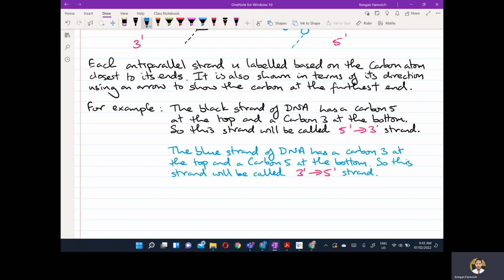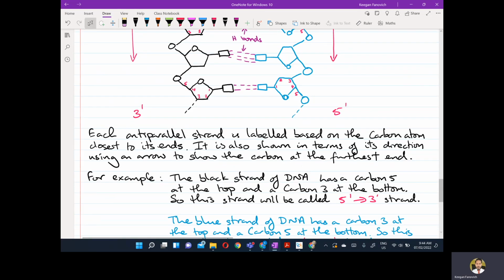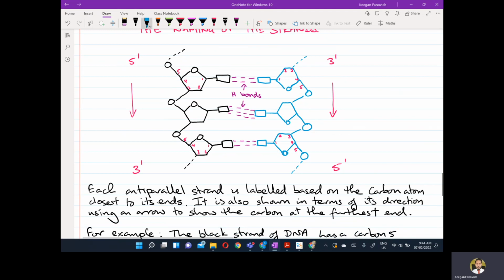Right. So these are how the two strands are named, right? They go opposite each other and therefore their carbons are opposite each other. Now, some of the questions I might have is, how do you know, should I start from the top to the bottom or from the bottom to the top? Because if I went from the bottom to the top, then the blue strand would have been the 5 to 3 and this would have been the 3 to 5, right? Yeah, 100% agree with you.